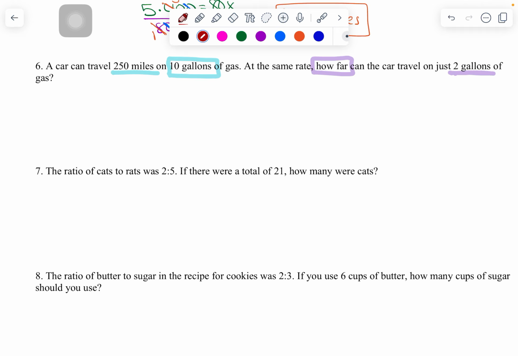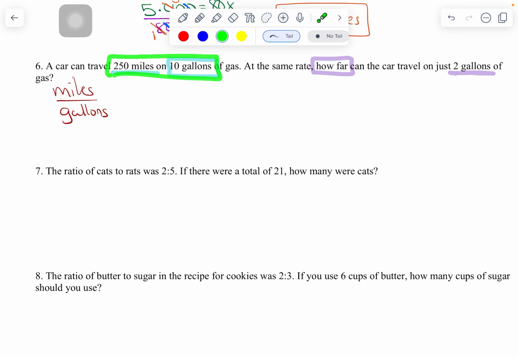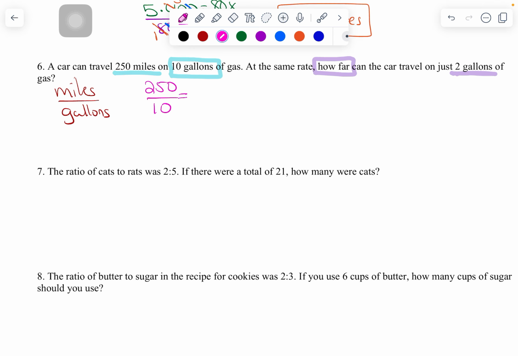But what I mean by visual is I'm going to set up and remind myself I'm going to create miles over gallons, right? And I'm just taking it right from this first sentence here. Miles and gallons. And so when I write my proportion, I say, okay, 250 miles in 10 gallons of gas. And this is going to be equal to, that's the at the same rate part. That car's traveling at the same rate. It's not using more or less gas, per gallon or per mile.